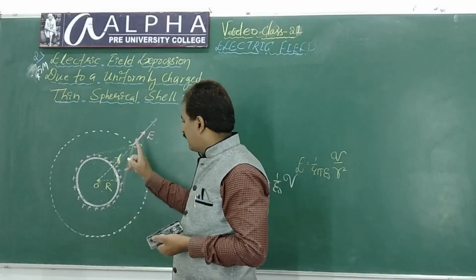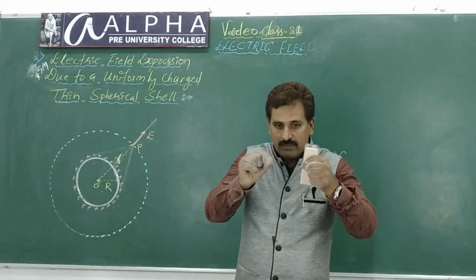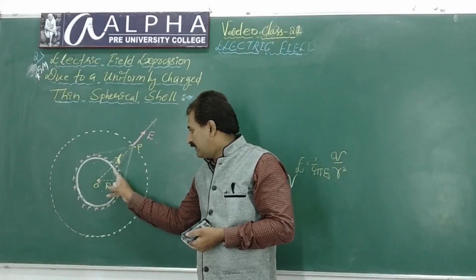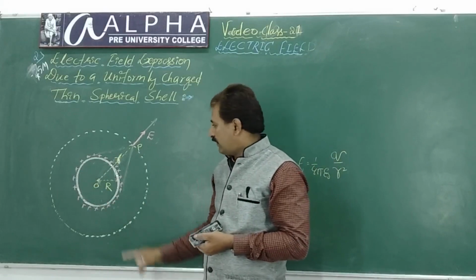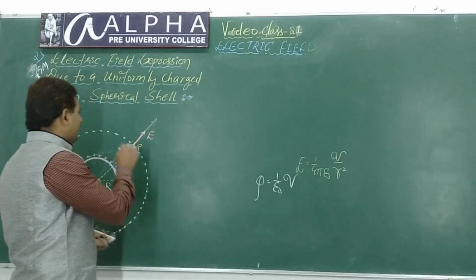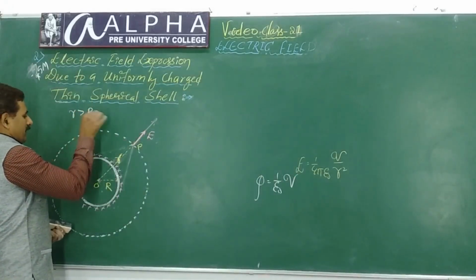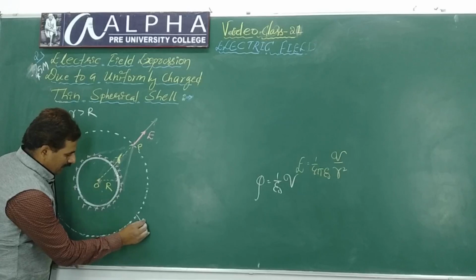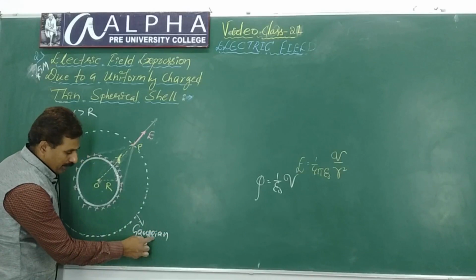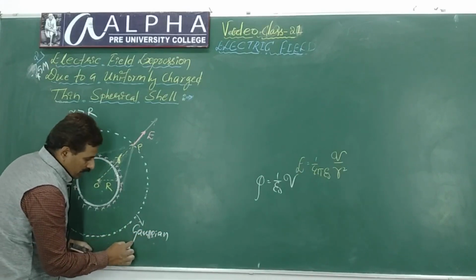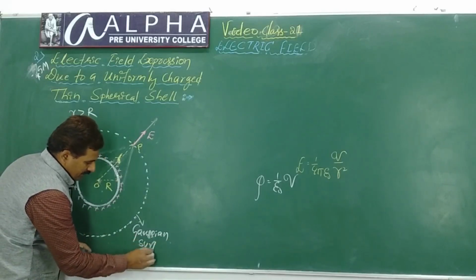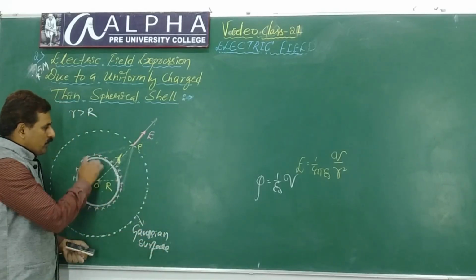Students, to find the electric field at P, what do you do? Imagine a Gaussian surface; concentric means having the same center as that of the charged spherical shell. What is the radius of this Gaussian surface? Small r. Here small r is greater than capital R. Very simple. What is this? This is the Gaussian surface. In your notes, it has been printed as Gaussian theorem. You strike off theorem and write Gaussian surface, the surface over which you are finding the electric flux.